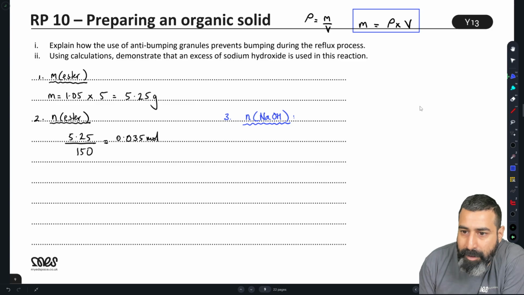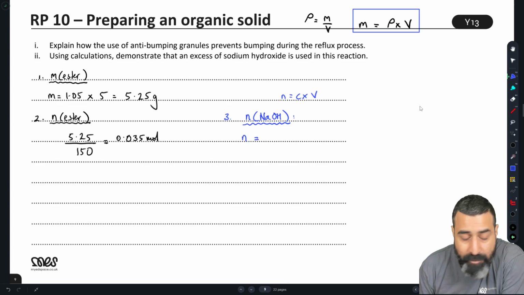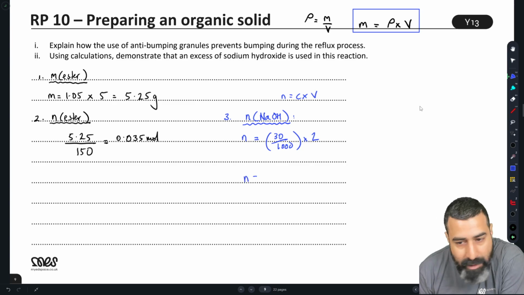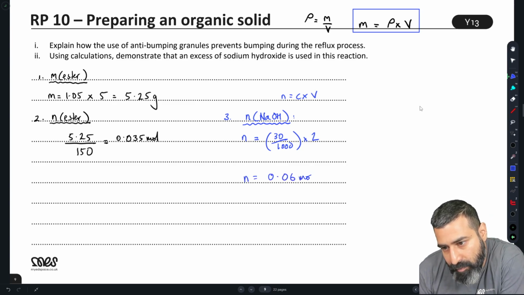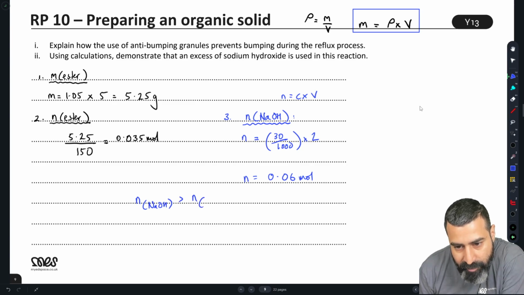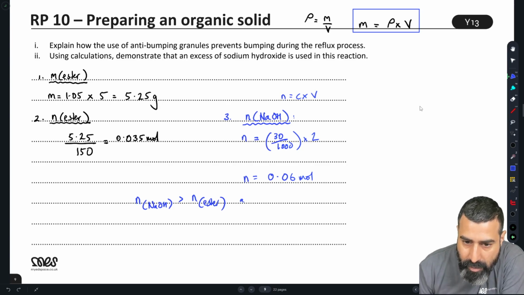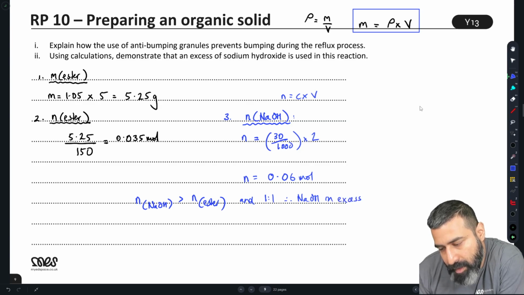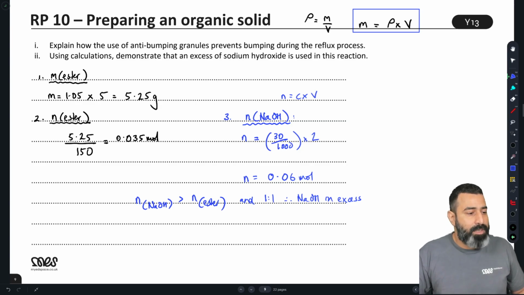So what relationship am I going to use here? So this is going to be n equals c times v. So to work out the number of moles, that is going to be the concentration, which is 2, times the volume, which is 30 centimeters cubed, times 2. So n equals 0.06 moles. So the number of moles of NaOH is greater than the number of moles of the ester, and it's 1:1. And 1:1, therefore NaOH in excess. So that's the first part of the question. Let's continue.